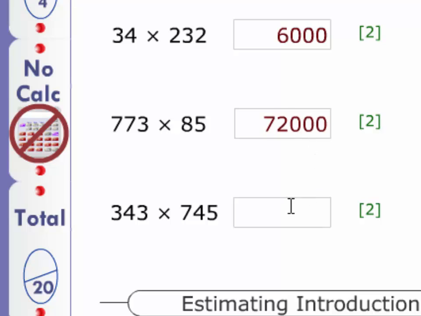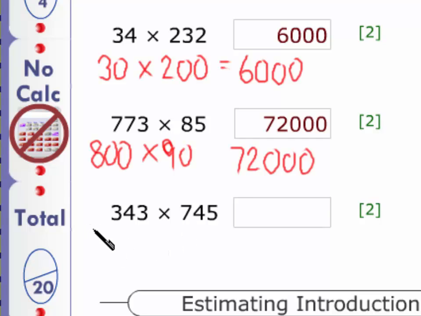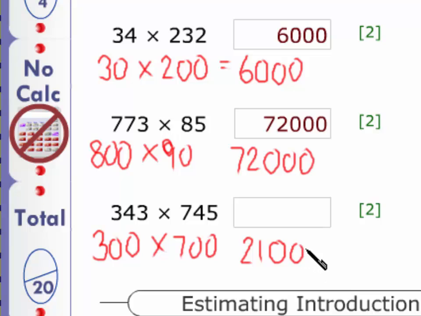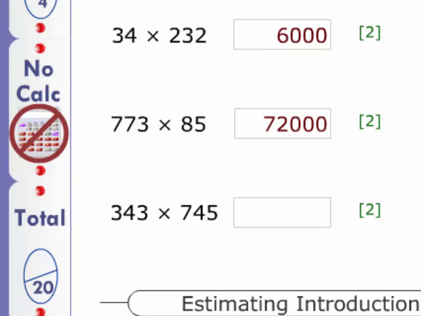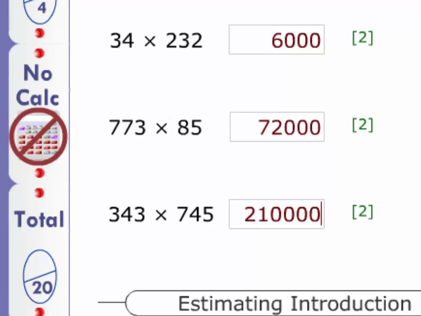And the last one on this left hand side, I've got 343 multiplied by 745. So I'm going to make 343 300. I'm rounding it down. And I'm going to make the 745 700. 3 times 7 is 21. Now add in the 4 zeros. And we end up with 210,000. So write in 210,000. And that takes care of the left hand side.